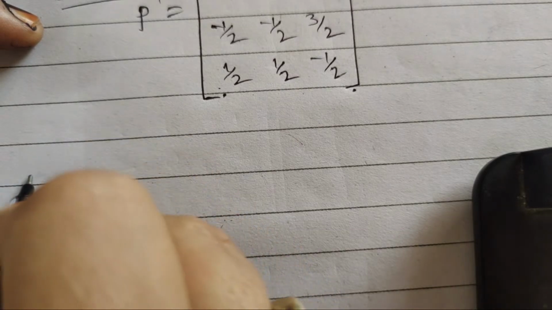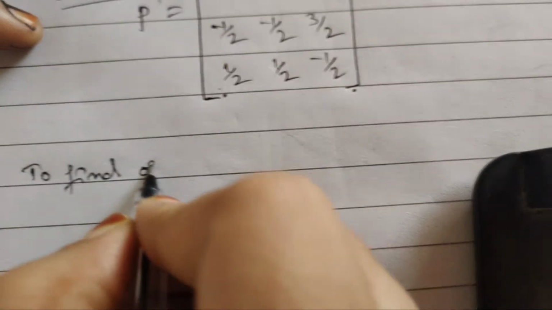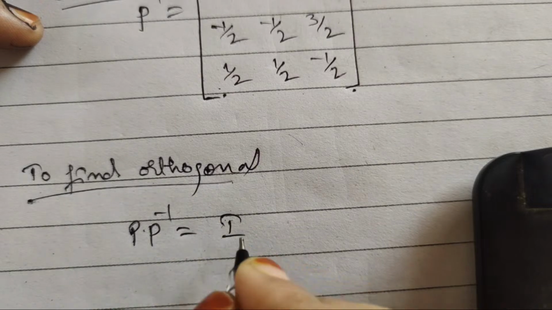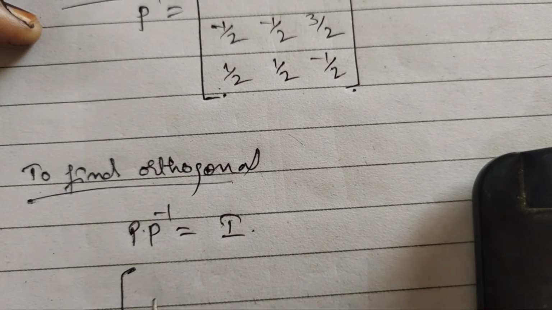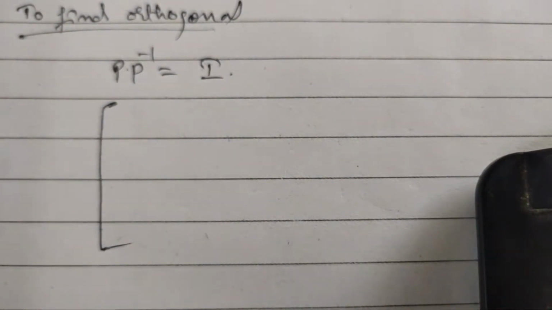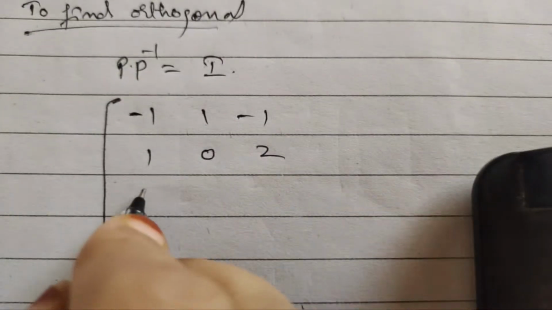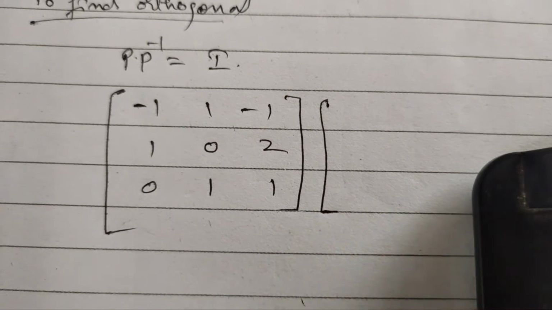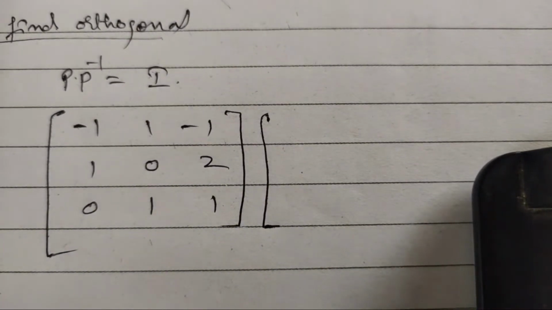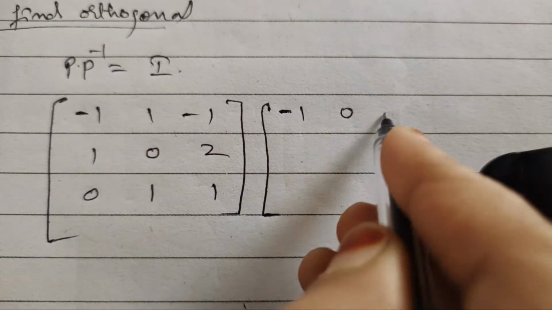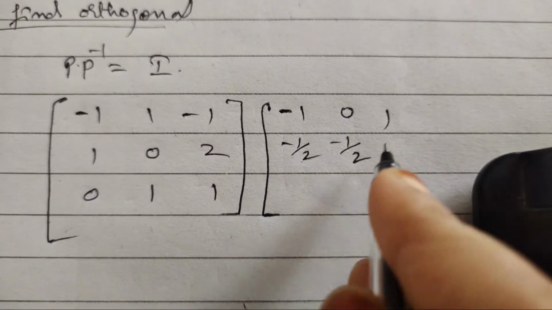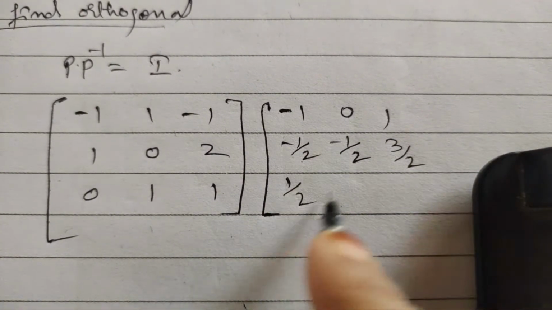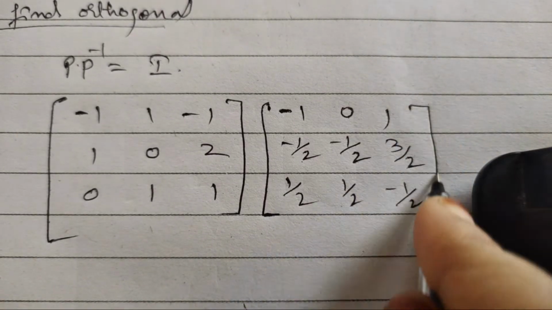For checking orthogonality, P into P inverse should equal I, where P equals minus 1, 1, minus 1, 1, 0, 2, 0, 1, 1, into P inverse, where P inverse equals minus 1, 0, 1, minus 1 by 2, minus 1 by 2, 3 by 2, 1 by 2, 1 by 2, minus 1 by 2. Rows into columns.